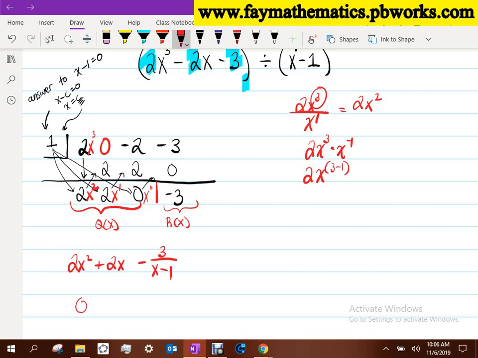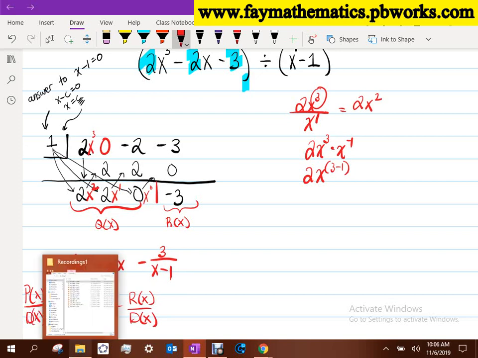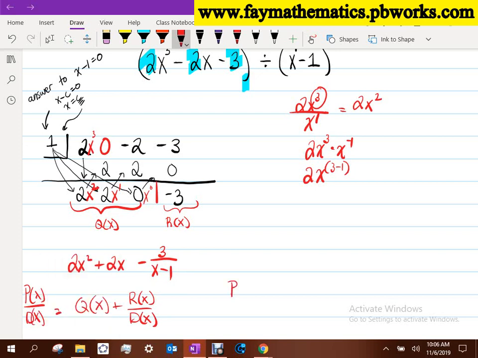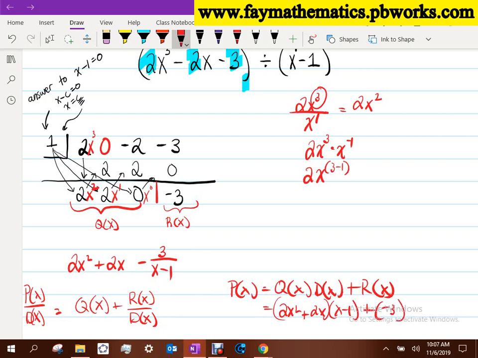And that's writing this thing as q of x plus r of x over d of x. Okay? That's one way of writing the answer. And the other way, obviously, is to say, well, p of x then is q of x times d of x plus your remainder. My quotient is 2x squared plus 2x times x minus 1 plus negative 3.